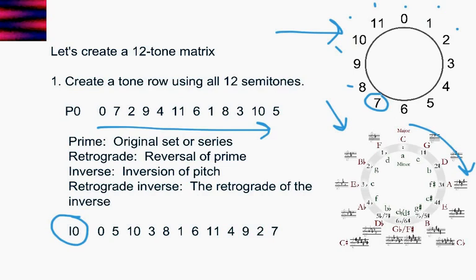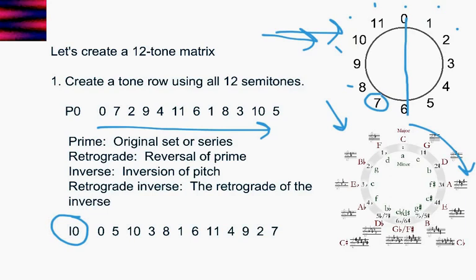How did I create I0? Well, if you look back over here at the clock diagram, it's really easy. All I need to do is take each number and basically create a plane down from 0 to 6 as a mirror, and then just mirror over to one side or the other, and I've got that inversion.